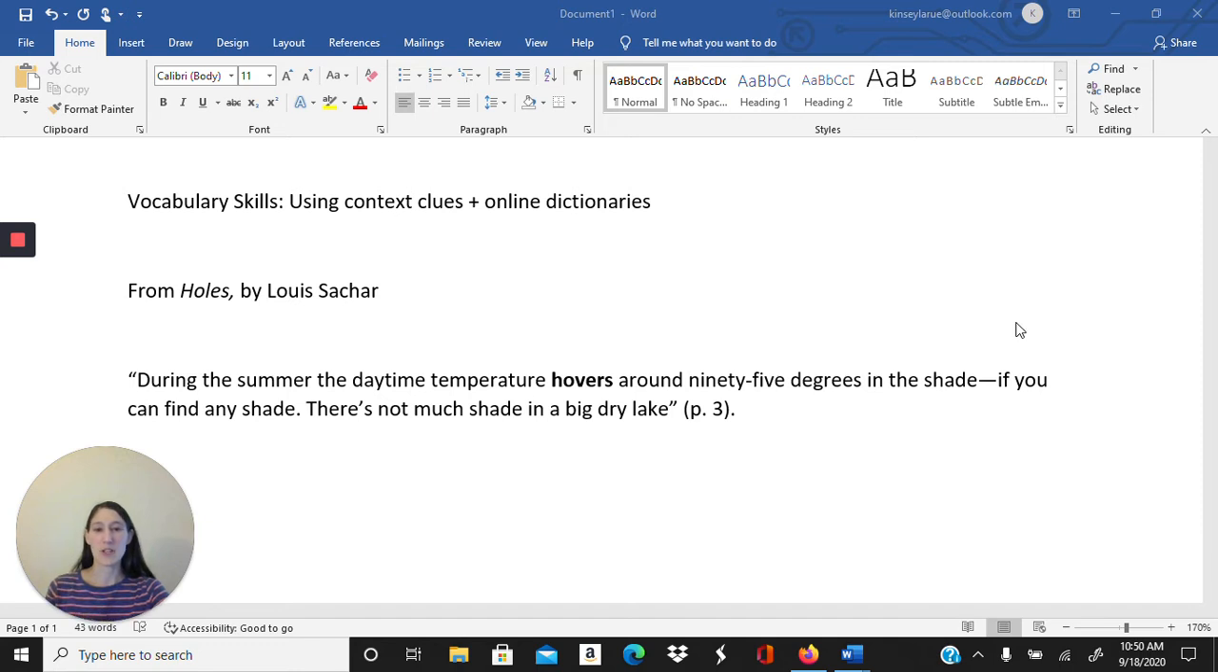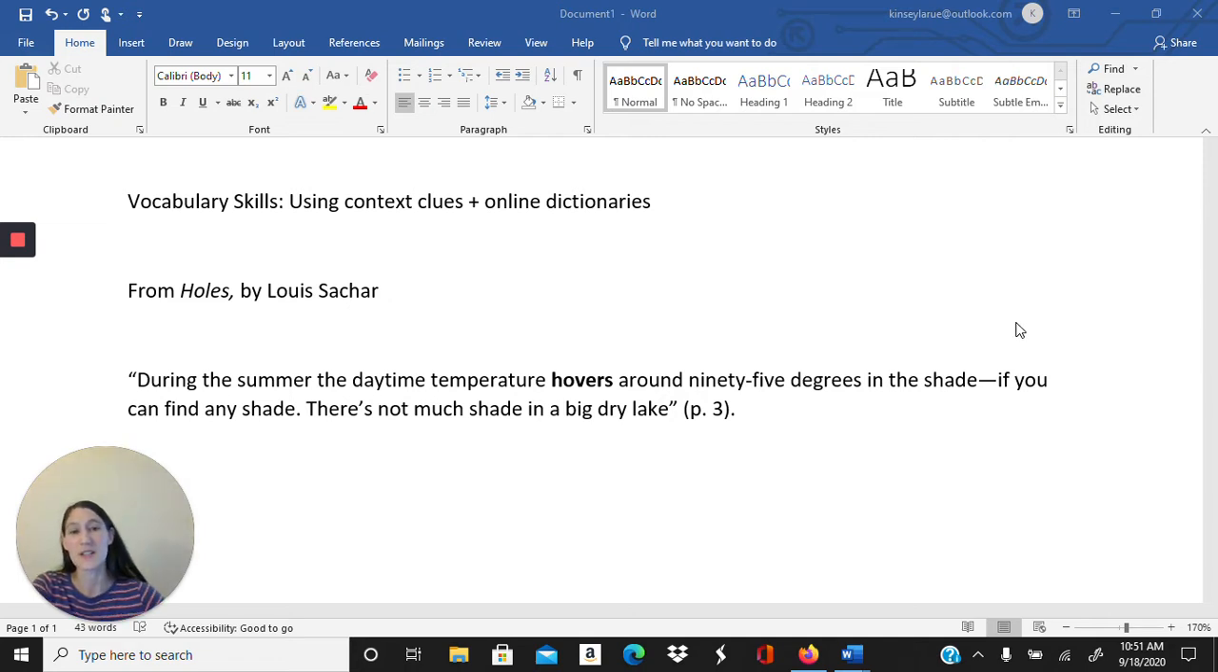So we're going to use this example from our book Holes, right? And this is on page 3. And I'm going to look at the word hovers, but I have the whole sentence because that's very important for the context. So even if I'm going to look the word up in the dictionary, I need to understand how the word is used in the sentence. The context is so important because many words, most words, can have a slightly different meaning or sometimes a very, very different meaning depending on how they're used in a sentence, okay?